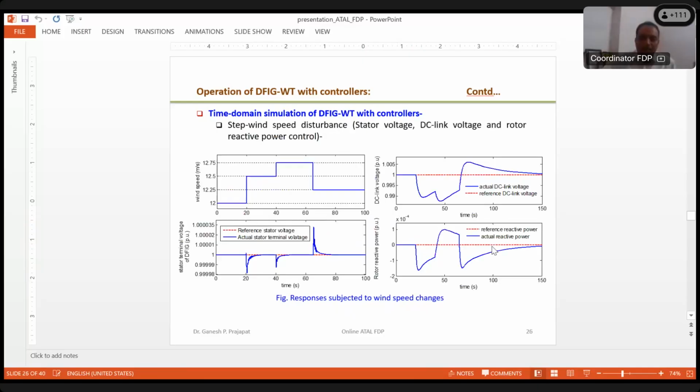Then here is again the DC link voltage control, as we have put it around 1. So these controllers try to keep it around 1. Similarly, for the rotor active power, we have put the reference value 0. So subjected to the disturbance, these controllers immediately work and make it 0 again. Similarly, the stator terminal voltage is also there. There are also spikes in the voltage, but since we have put the controller for the stator voltage, it is keeping it at 1 with the change in the wind speed.